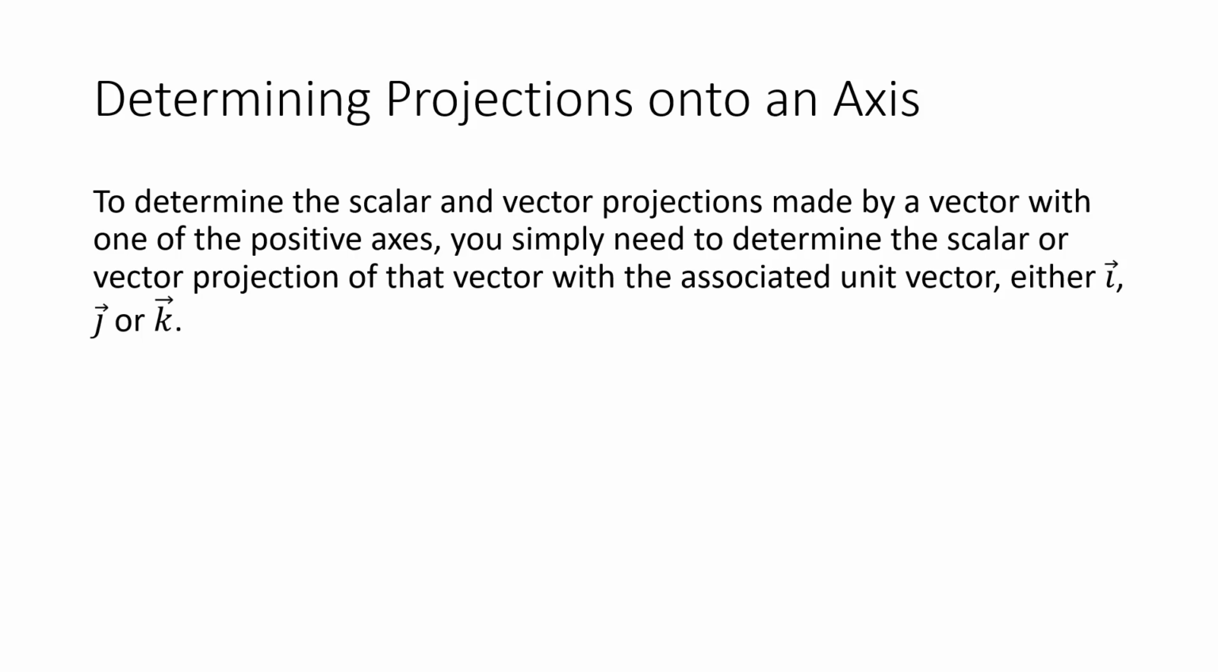Now, what if we wanted to determine the projections onto an axis? To determine the scalar and vector projections made by a vector with one of the positive axes, we simply need to determine the scalar or vector projection of that vector with the associated unit vector, whether that be i, j, or k. So for instance, if I wanted to know the scalar or vector projection of a vector onto the x-axis, I would just have to determine the scalar or vector projection of that vector onto the vector i.